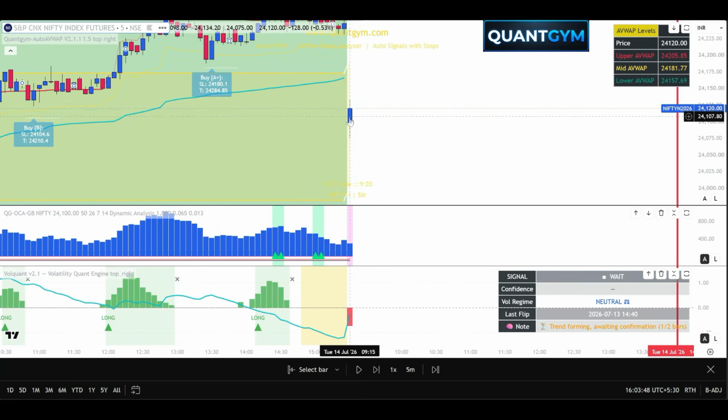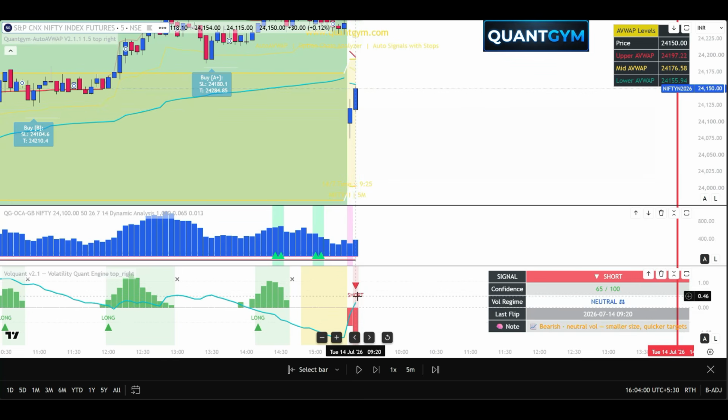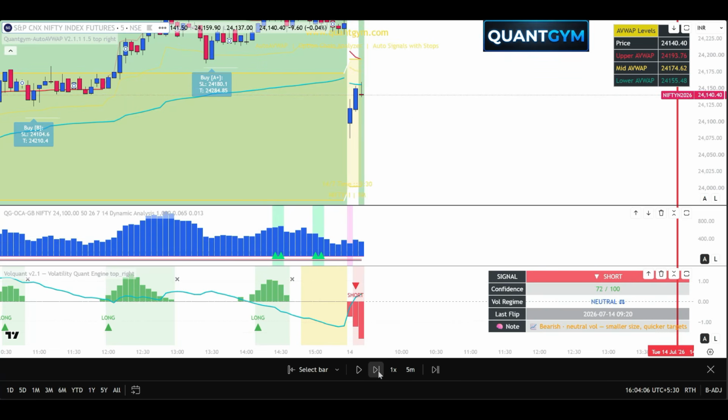Now, the first 5-minute bar, if you notice, the bar was bullish, option chain analyzer was bullish, but vol quant was bearish. So there's a contradiction, no trade. Let's go ahead. Again, vol quant is giving you a short. OCA is giving you bullish, contradiction, no trade.